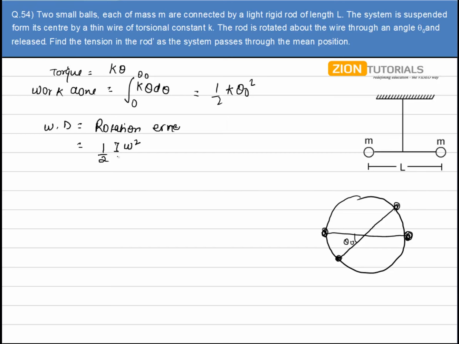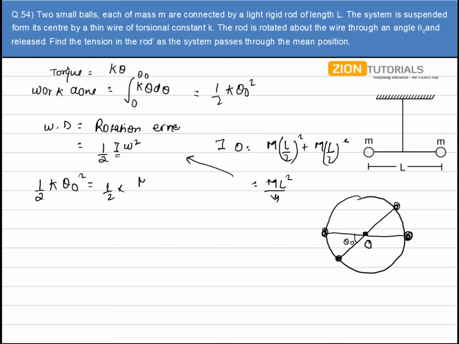I can calculate the omega. I can calculate the value of the moment of inertia of the two balls about the center of rotation, point O. So it can be written as m, that is the mass of the ball, into L by 2 whole square plus m into L by 2 whole square. It comes out to be ml square by 4. So substituting this value in this equation, the work done, that is half of k theta naught square, will be equal to half of I, that is ml square by 4, into omega square. So this half gets cancelled. The omega square value comes out to be k theta naught square by 4 divided by ml square.